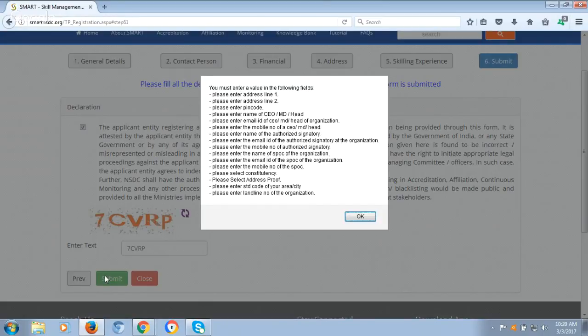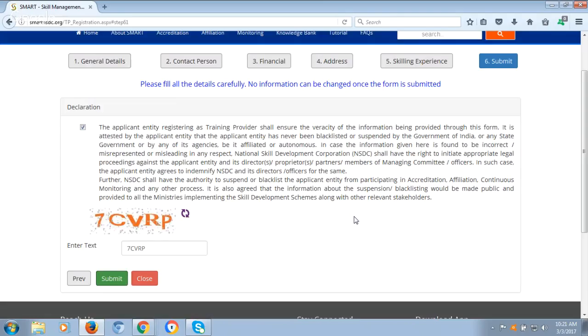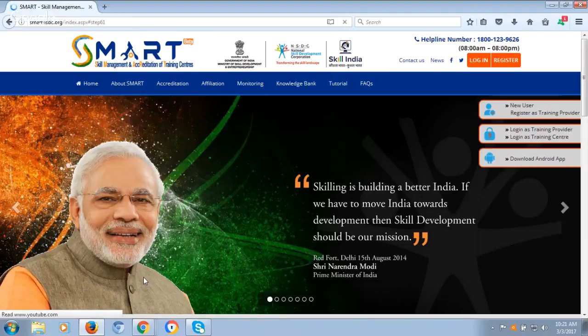Now, what is written there? You must enter a value in the following fields. Please enter address line 1, address line 2, PIN code. All things have not been added. So the form itself is responding to what is required. So fill all these fields and then you will be able to go ahead. Since we are doing a dummy, I can skip it and move forward to your procedure.